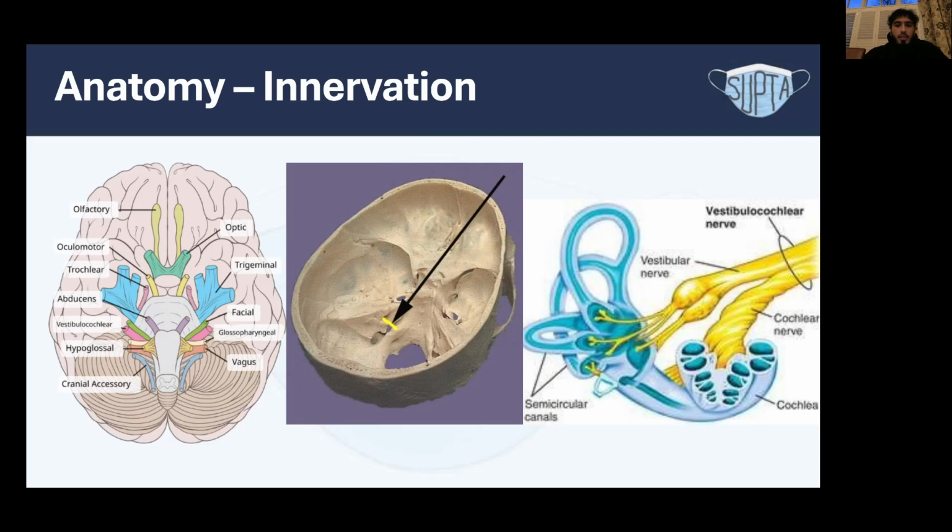The vestibular nerve synapses in the vestibular nuclei, which is located in the pons and medulla oblongata. These outputs are then sent to our cerebellum, because the cerebellum is crucial for our balance and coordination, the oculomotor nuclei, which is for eye movement, and the spinal cord, because that's involved with spinal control and reflexes.